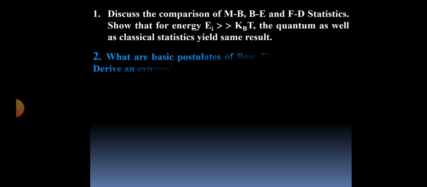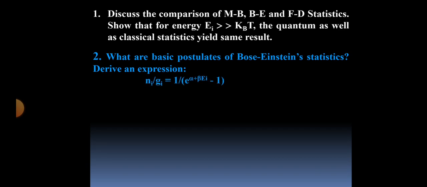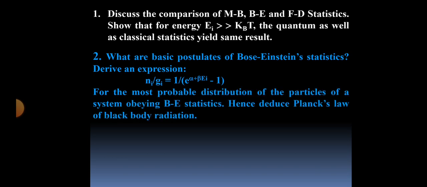Question number 2, what are the basic postulates of Bose-Einstein or BE statistics? Derive an expression for the most probable distribution of particles of a system obeying BE statistics. Hence, deduce Planck's law of black body radiation. This is a very important question of this chapter.